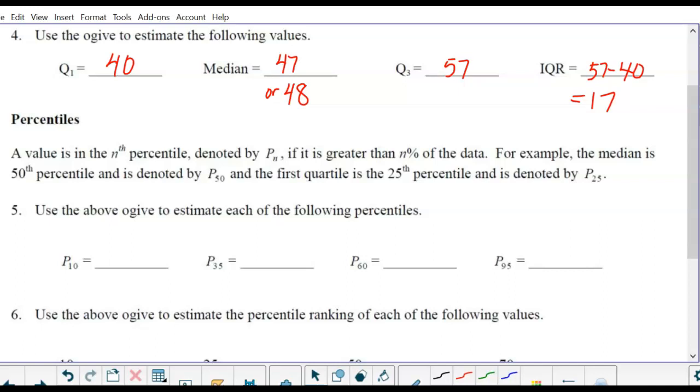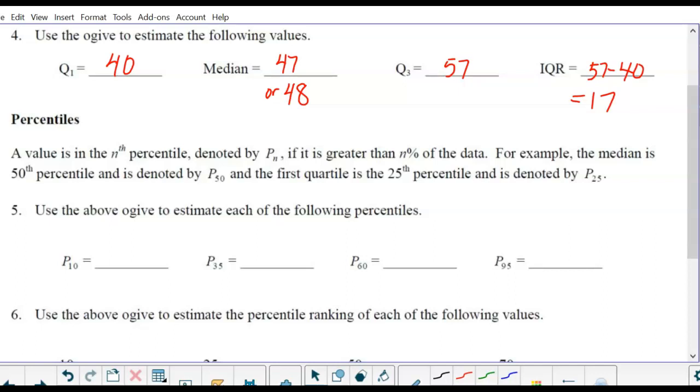So a value is in the nth percentile, and we use a capital P for this, but there's a subscript. So it's not probability, it's P with a subscript, so you know which percentile. We denote that if it's greater than n percent of the data. For example, the median is the 50th percentile and denoted P50. So the median can be denoted by Q2 and P50. The first quartile is the 25th percentile and is denoted by P25. So the first quartile can be Q1 or P25, all right?